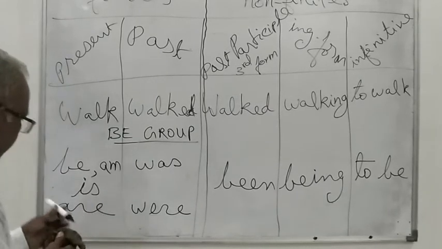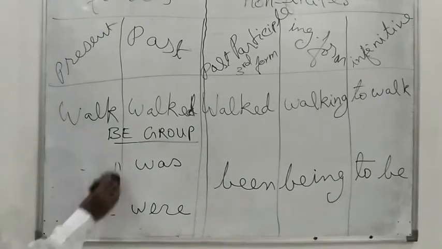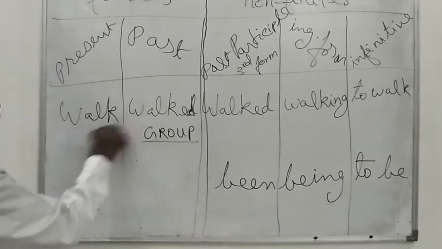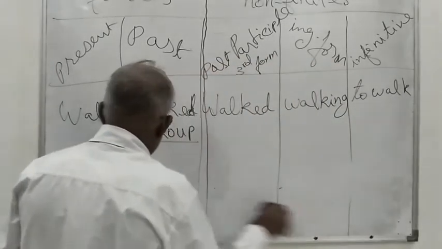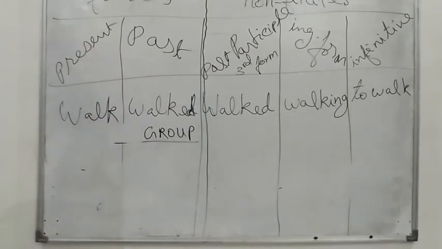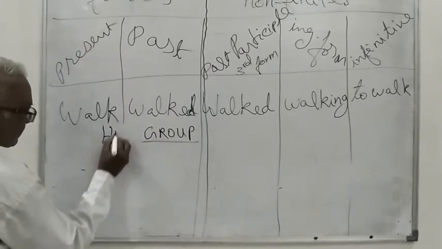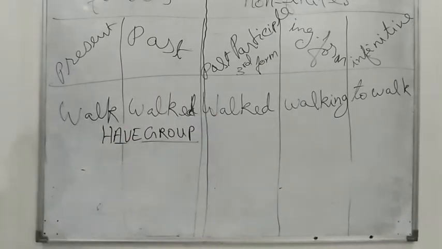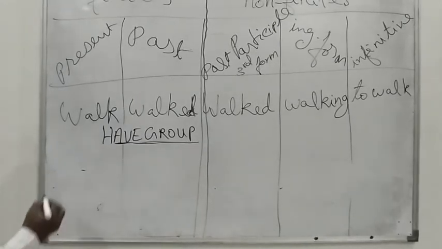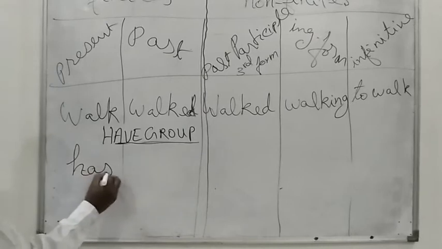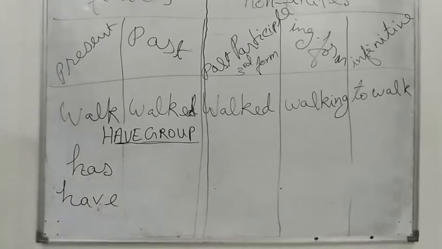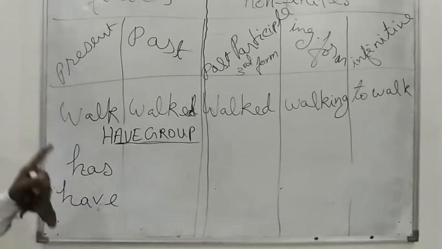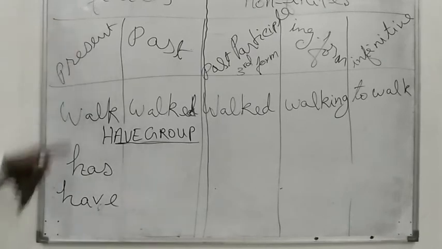Similarly, there is another group which you are familiar with, but you may not have learnt this particular name. And that is have group verbs. Have group. We use them. Has is a word. Have is the word. Has and have both are present form.